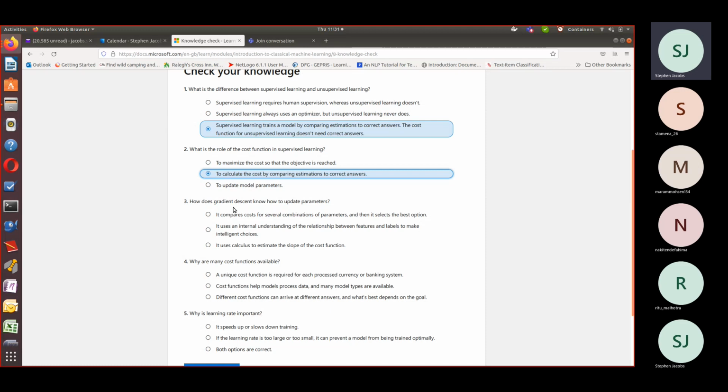How does gradient descent know how to update the parameters? Does it compare cost for several combinations of parameters and then select the best option? It uses an internal understanding of the relationship between the features and the labels to make intelligent choices. It uses calculus to estimate the slope of the cost function.